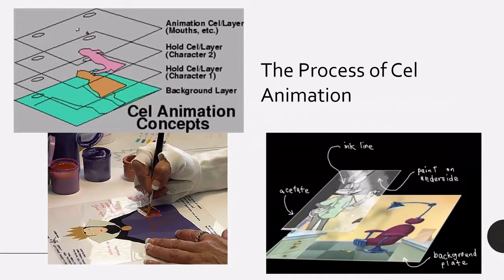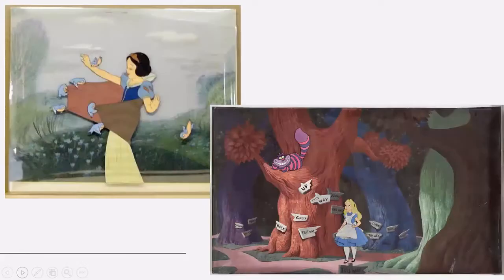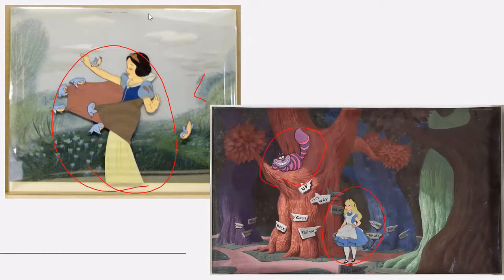You can replicate real camera motions, but unfortunately, it requires a lot more money and a lot more time and effort. So that's why when Walt approached his old company and said, "Let's do cell animation," they said no because they simply didn't have the money to do it. This is what cells look like on top of each other. So here you can see Snow White and the birds are one cell on top of the background. Here we have a background, and Alice and the Cheshire Cat will both be on separate cells.